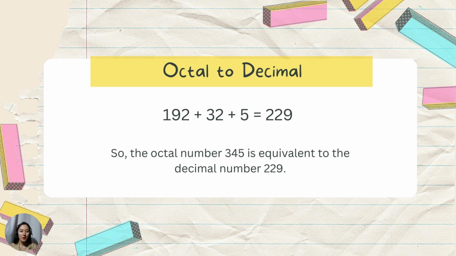If we sum up all the results, 192 plus 32 plus 5 is equal to 229. So the octal number 345 is equivalent to the decimal number 229. So that's how we find the decimal equivalent of an octal number.